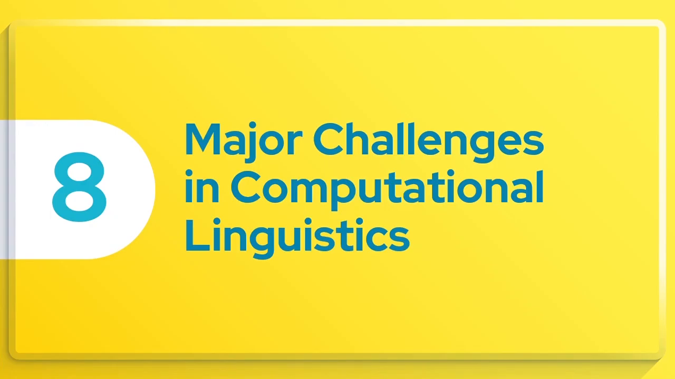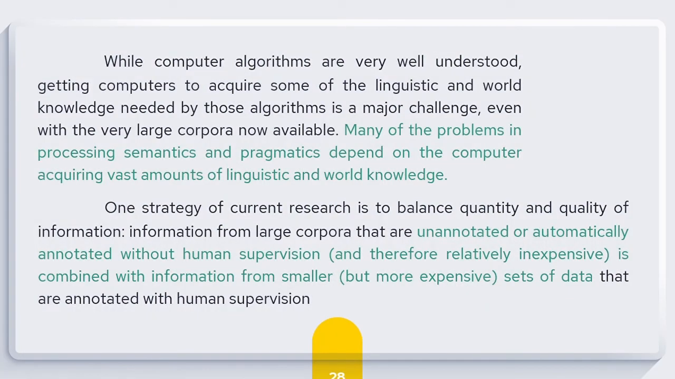This is the last subject material from this chapter, Major Challenges in Computational Linguistics. While computer algorithms are very well understood, getting computers to acquire some of the linguistic and world knowledge needed by those algorithms is a major challenge. Even with the very large corpora now available, many of the problems in processing semantics and pragmatics depend on the computer acquiring vast amounts of linguistic and world knowledge.